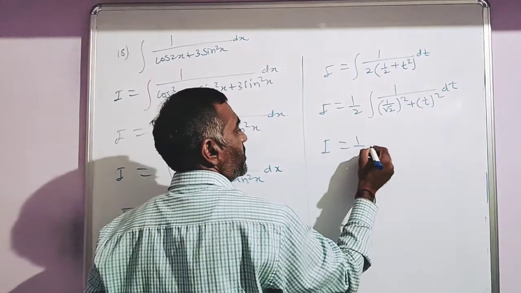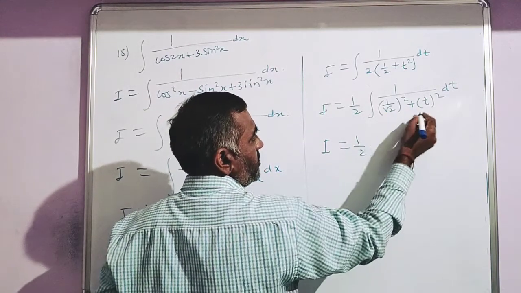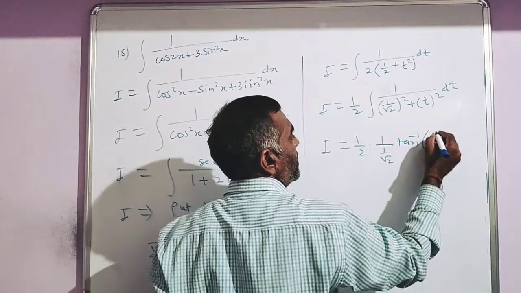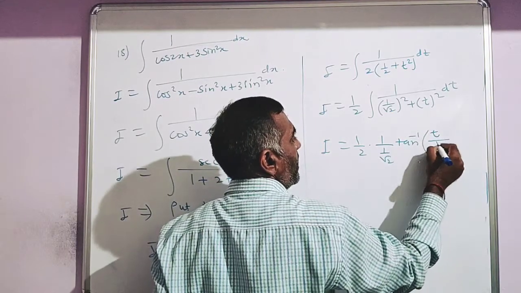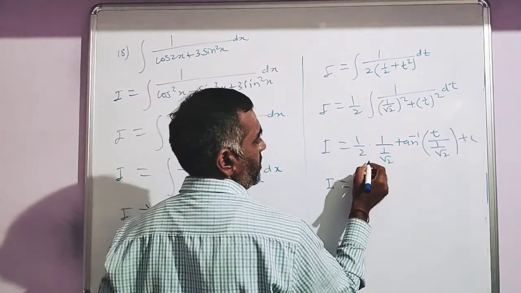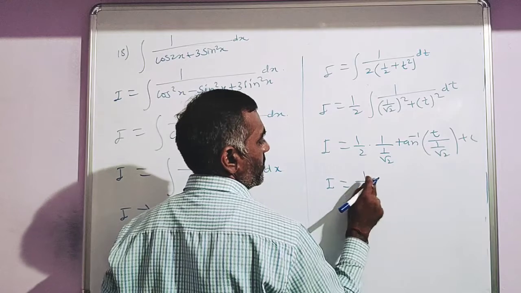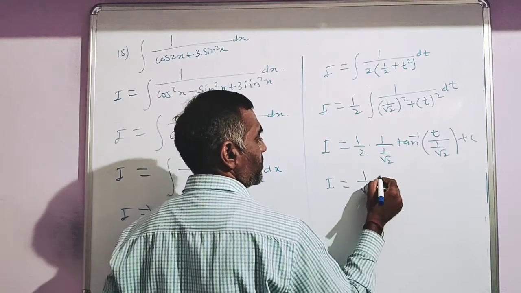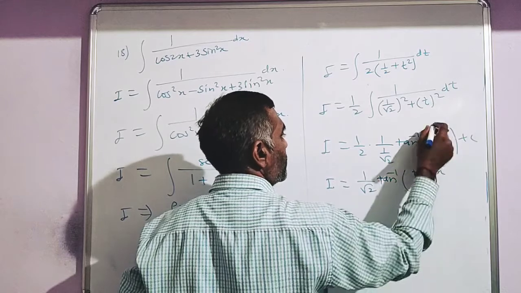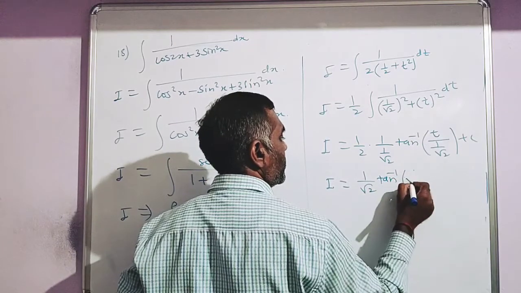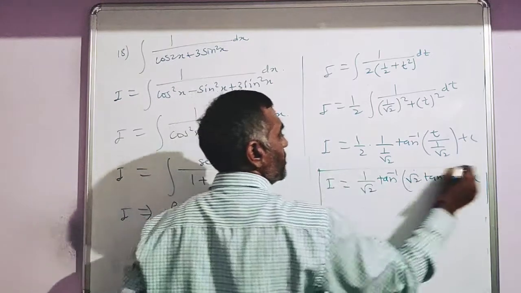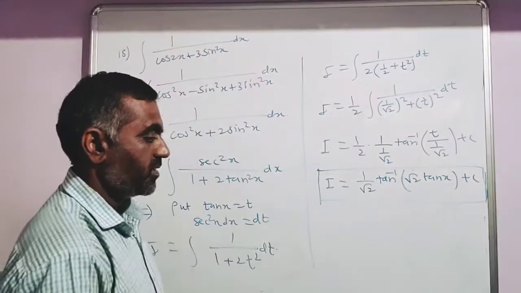I is equal to 1 by 2 into a square plus x square, 1 upon a tan inverse of x upon a plus c. I is equal to 1 upon root 2 tan inverse of t means tan x root 2 वरती जाता root 2 tan x plus c. This is your final answer for this.